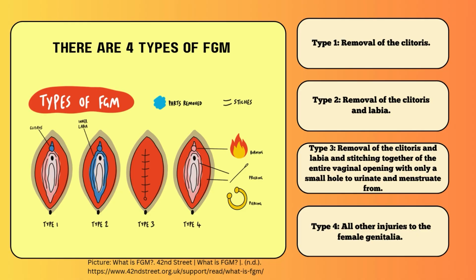Type 4 FGM is all other injuries to the female genitalia. That was just a lot of information, and you might be feeling confused as to why anyone would do this to their daughters. FGM is a cultural tradition that has been passed down for hundreds of years. Many families feel it makes their daughters cleaner, and after the procedure they become a woman. These are not valid reasons and do not make FGM okay.